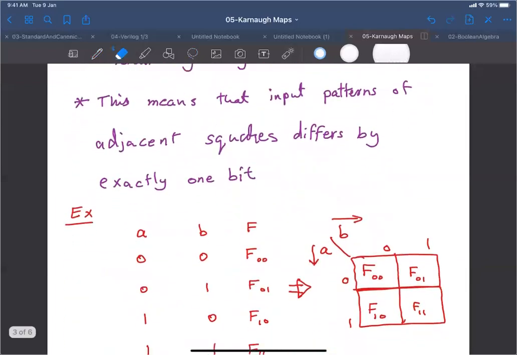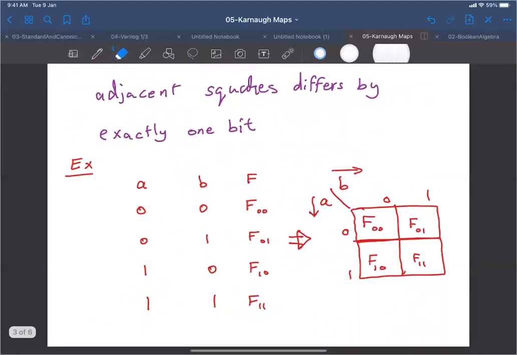So here is an example. Suppose that I have this function here. Notice that I'm giving A as input, and B as another input, and then F, but I'm giving it in a symbolic form here: F00, F01, F10, F11. So this, for example, is the value of F when the input is 1, 0.